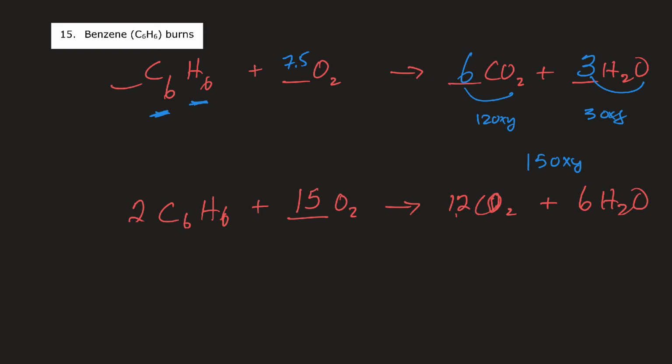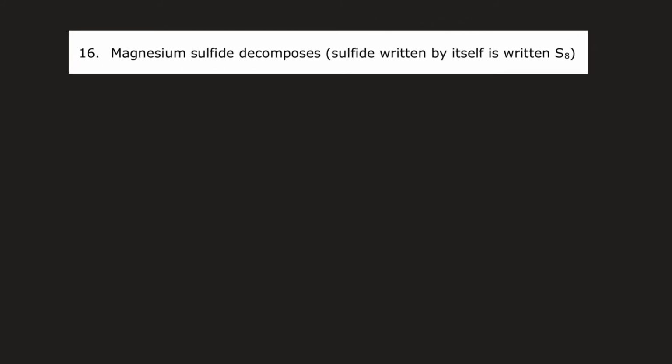Okay, I only have a couple left. 16, magnesium sulfide decomposes. Okay, so magnesium sulfide. So it decomposes. So it's going to break into magnesium and sulfur. But let's make sure this formula is right. Magnesium's a 2 plus, sulfur's a 2 minus. Oh, they're even. So the formula is written correctly. And it breaks into its elements.